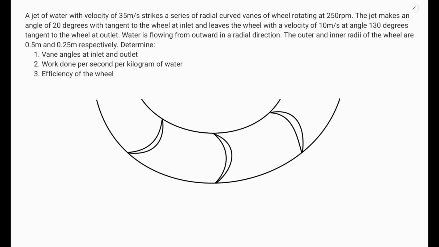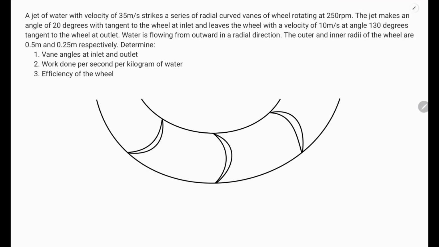Water is flowing outward in radial direction. The outer and inner radii of the wheel are 0.5 meter and 0.25 meters respectively. Determine first the vane angles at inlet and outlet. Second, the work done per second per kilogram of water. And third is the efficiency of the wheel.